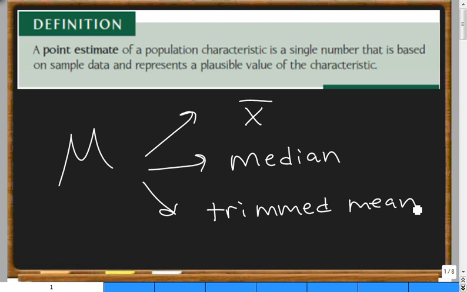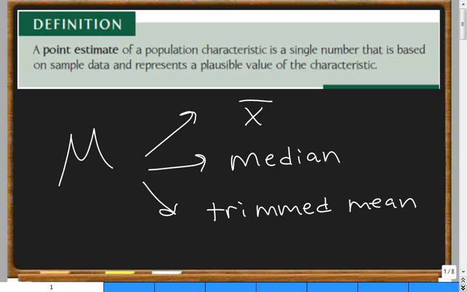What wouldn't make sense would be to use the range. Would the range of something give you an idea of what the mean is? Probably not. It doesn't really make sense to use. So that's all they're really getting at: if you're trying to estimate something, you need to pick something that makes sense, something plausible. Any of these three for the mean would make sense in different situations.